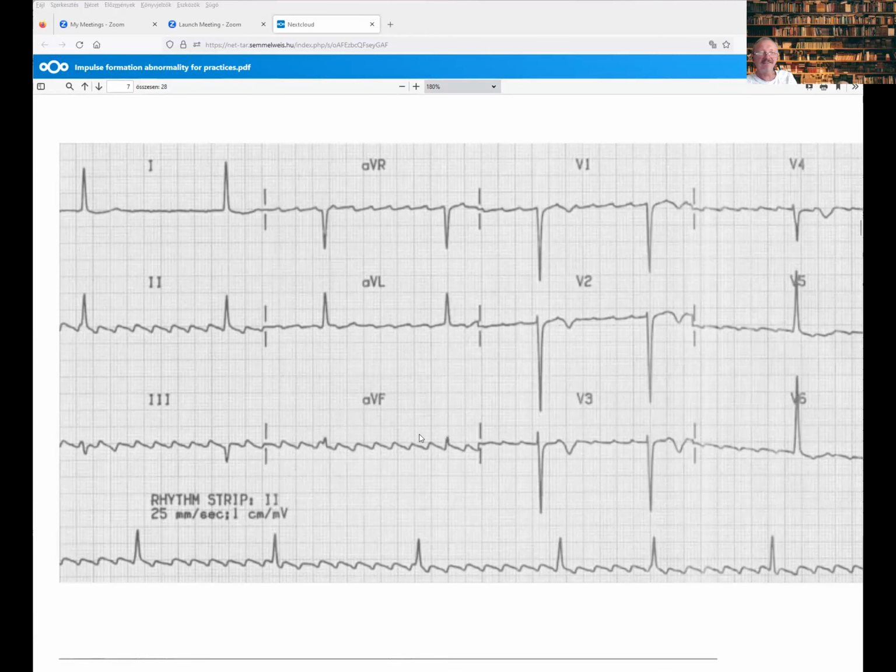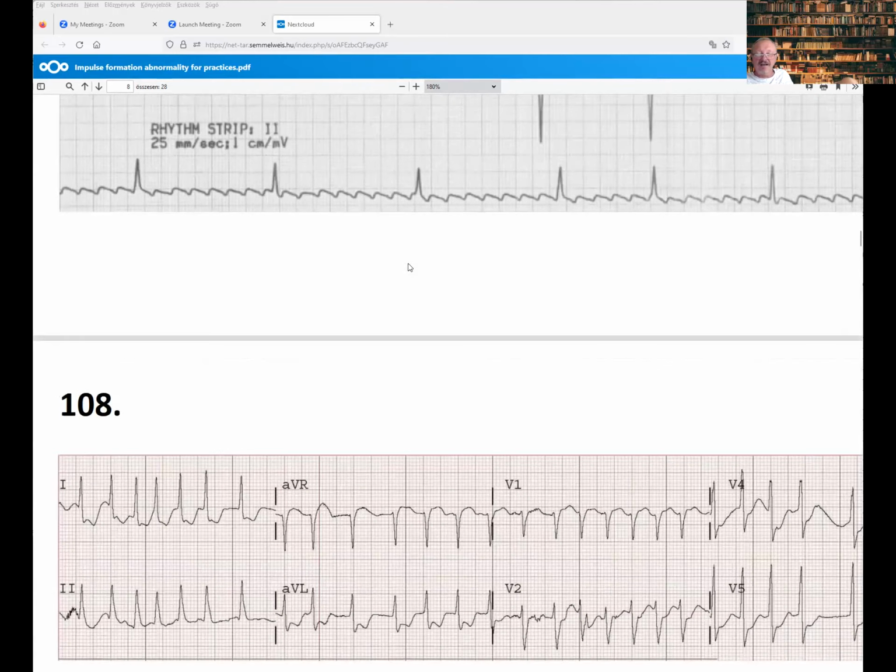I would say lead number three is a little bit negative as you see, but close to equiphasic or negative. And if you compare the size of the R wave in lead number one and two, lead number one is the biggest one. So that means it's not 30, but maybe 20. Maybe 20. And this is why it's negative in lead number three. It's around 20. It's still normal. Yes, sir. Good. Very good.